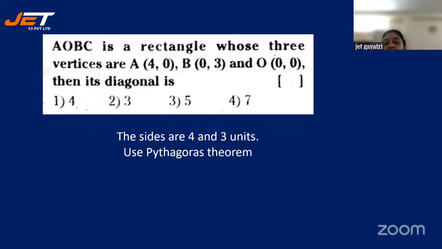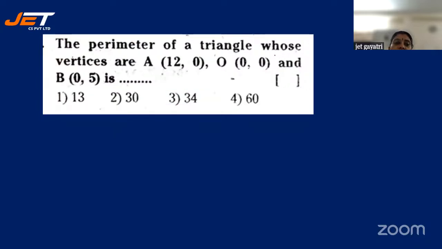All right. So one thing you should know, the sides are 4 and 3 units. So you should use the Pythagoras theorem. By using the Pythagoras theorem, you will be able to get the diagonal. All right. Yes. So I'm sure you all will be able to do this and get the answers. Okay. Let's see. It is 5. All right. See the next question.